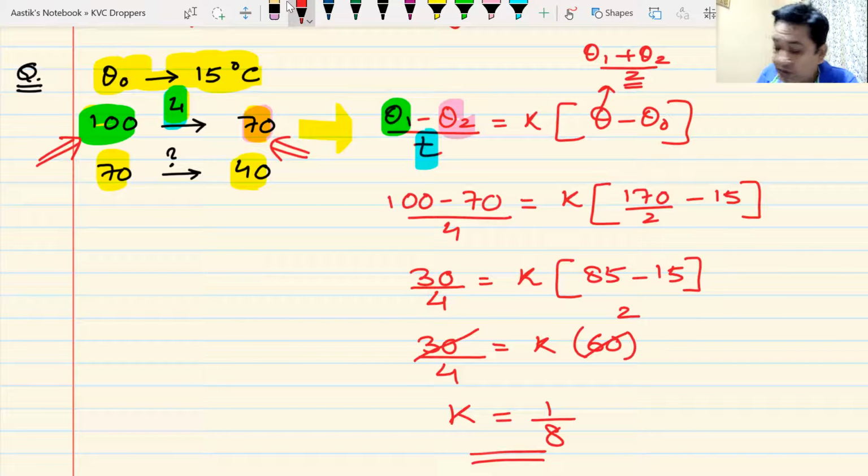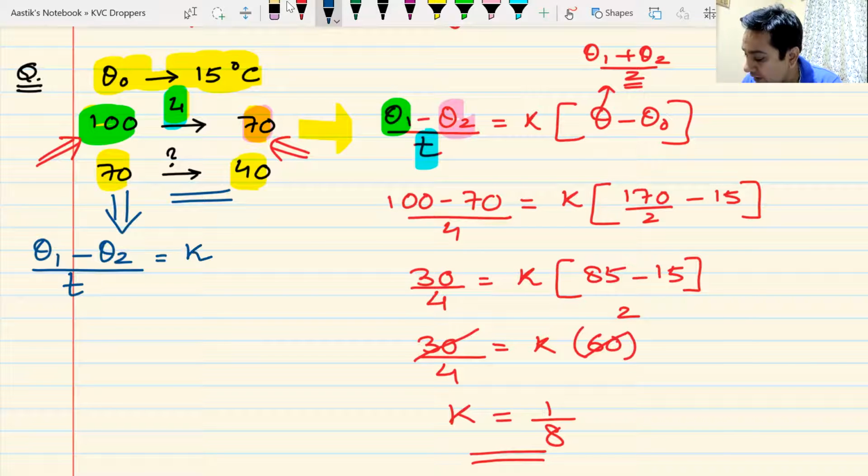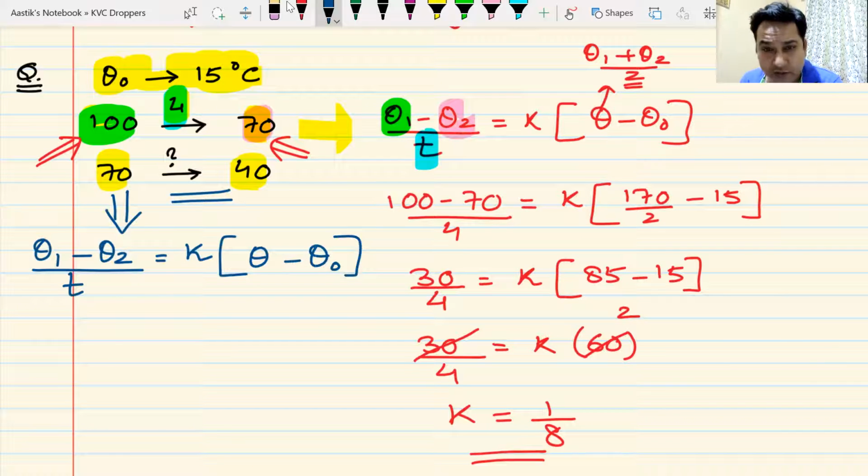This was the red version, the version of the first condition. Now what do I do? I go on to the blue version. For this condition, how much time will it take to go from 70 to 40? And how do I go about it? Again, I apply the same formula, theta1 minus theta2 divided by t should be equal to k times theta minus theta naught. Now I'll have to do the same steps over and over again.